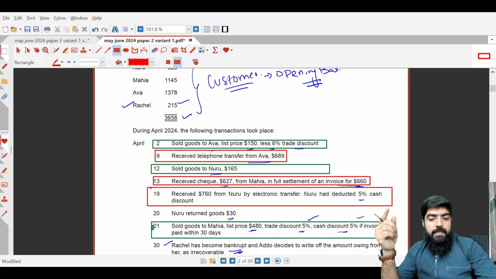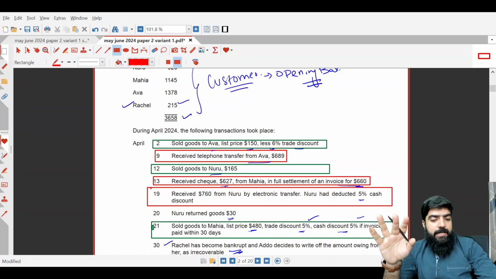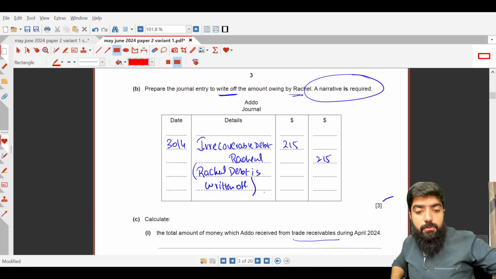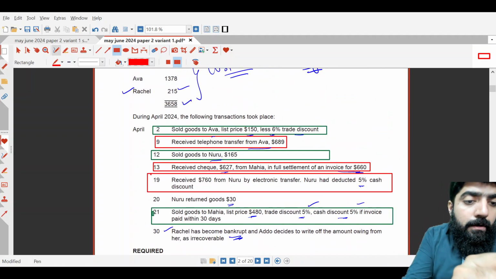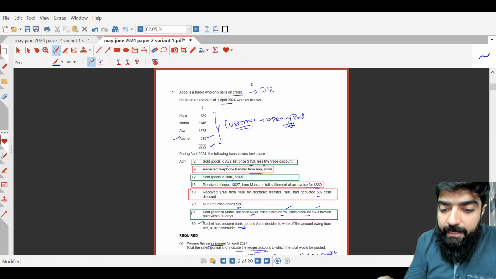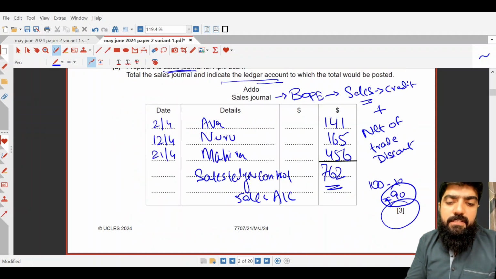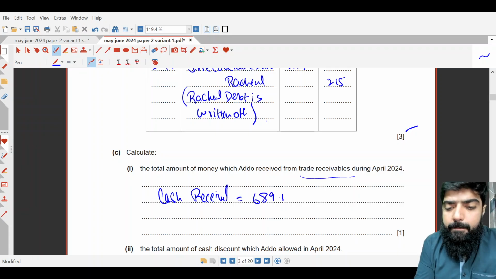Number one, the 9th April transaction. The second one is the 13th April. And the third one is the 19th April. Are you getting my point? Yes, sir. So now what we have to do is calculate what amount we have received. In the first case, we have received 689 and there is no discount, so straight away we have received 689. So cash received would be 689 plus.